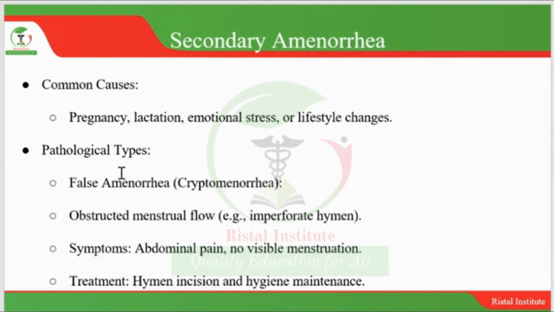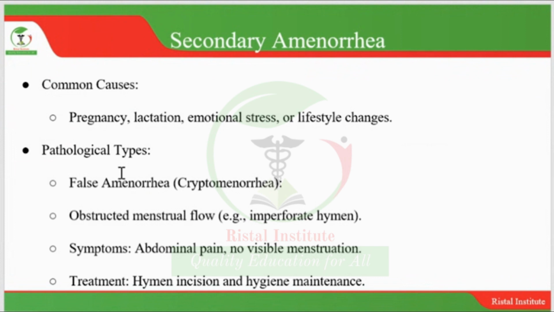Let's look at secondary amenorrhea. The common causes are pregnancy, lactation, emotional stress, or lifestyle changes. For example, changes in the type of activities, changes in the feeding habits, and many others. Then we have the pathological types. The pathological types include false amenorrhea, which can be known as cryptomenorrhea, then obstructed menstrual flow, for example, imperforate hymen.